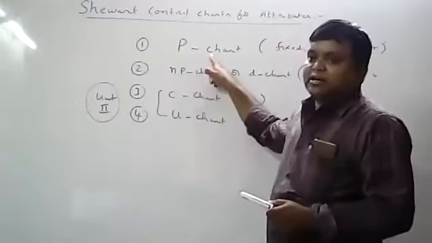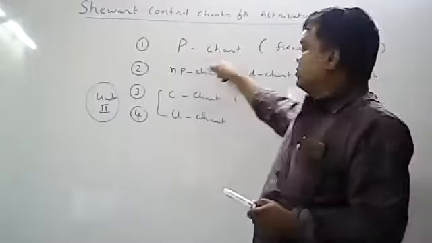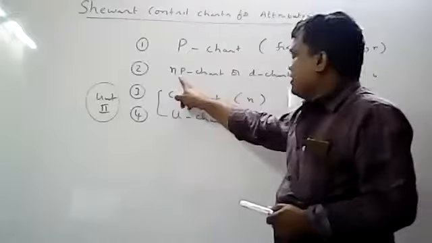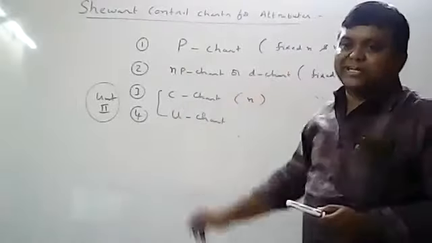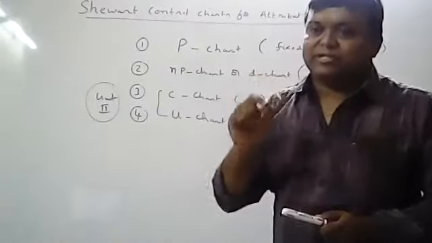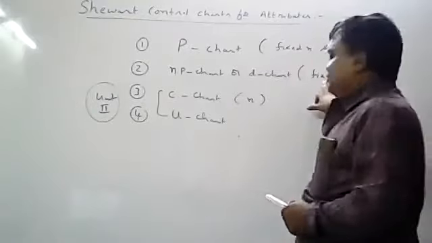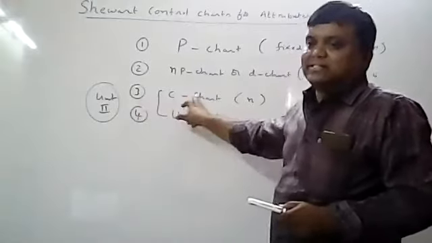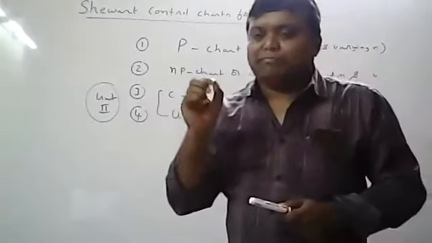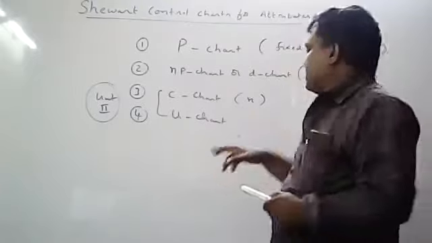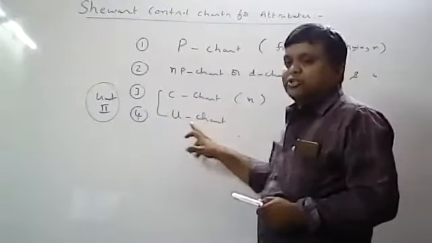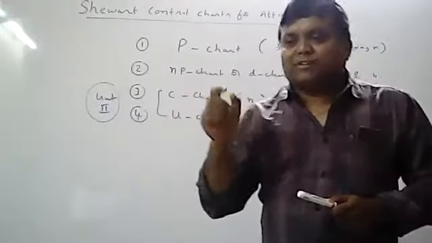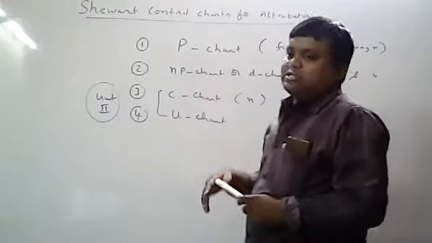What is the first one? First one is called P chart or control chart for fraction defective. In this, you will learn fixed N procedure as well as varying N procedure. Second one is called NP chart or D chart, also known as control chart for number of defectives. In this also fixed N and varying N procedures you will learn. Third one is called C chart, control chart for number of defects per unit. Last one is called U chart, control chart for number of defects per unit for varying N. So these are the 4 control charts you have.